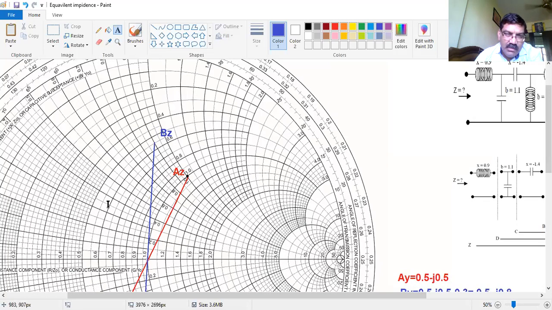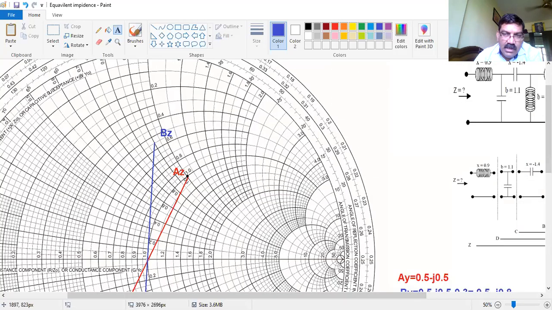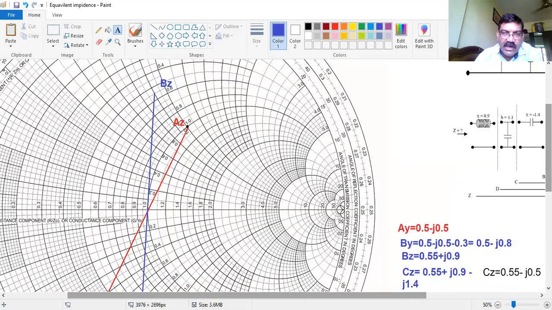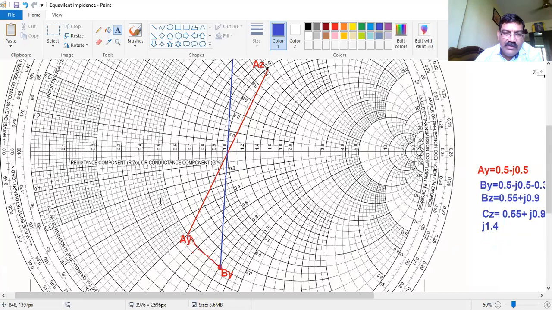So if you come on this circle, this way, this way, this way, if you come on this line, it will be 0.9. You can see the BZ value is how much? 0.9 j. And how much do you have to do? 1.4. So 0.5 you have to come down. Then it will be 1.4.